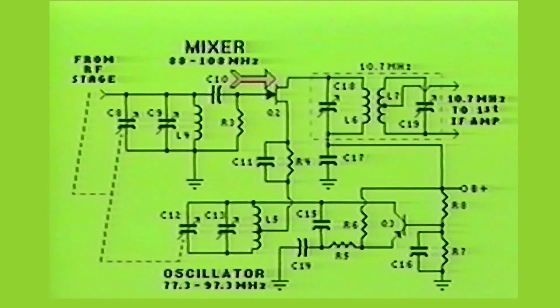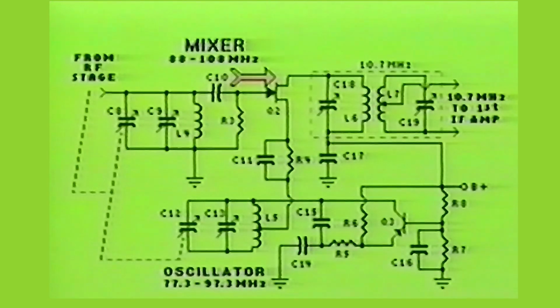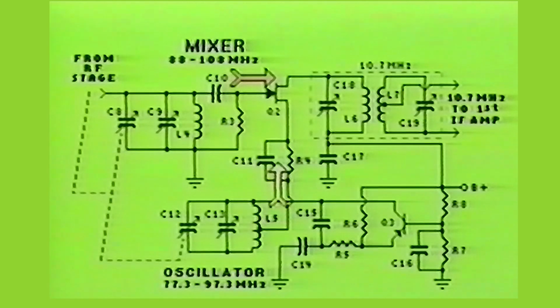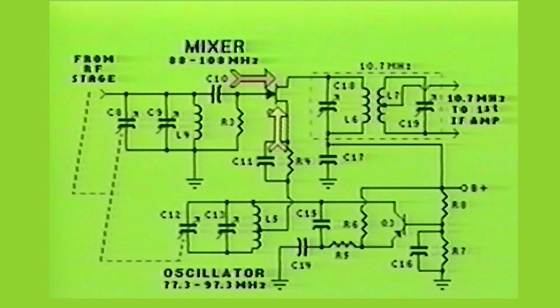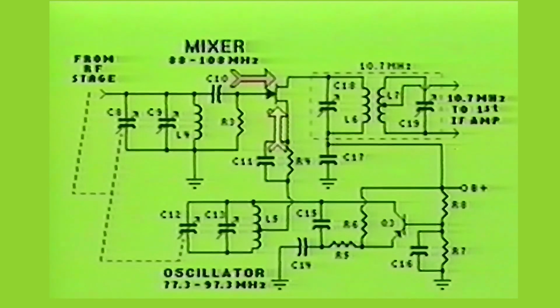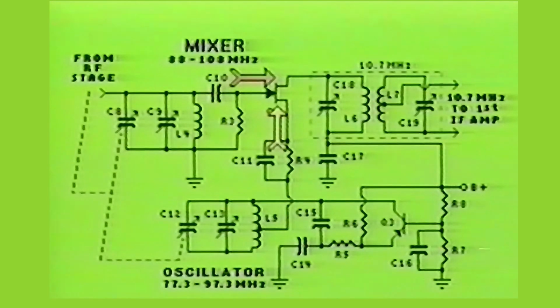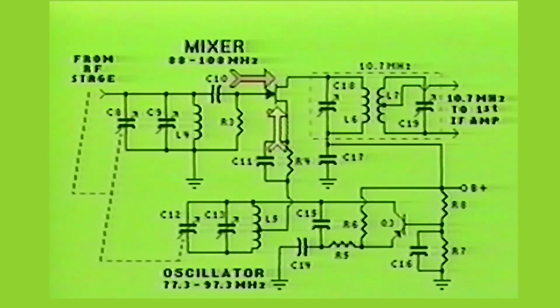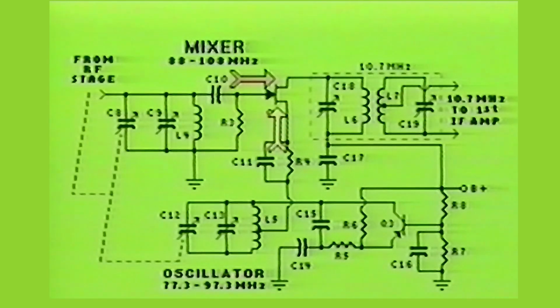As was previously mentioned, the oscillator circuit produces a signal which is 10.7 MHz lower in frequency than the incoming RF signal. This signal is taken from inductor L5 and fed through the capacitor C11 and resistor R4 into the source lead of the JFET device. At this point, the incoming RF signal fed to the gate is heterodyned, or mixed, with the signal being fed from the local oscillator stage.